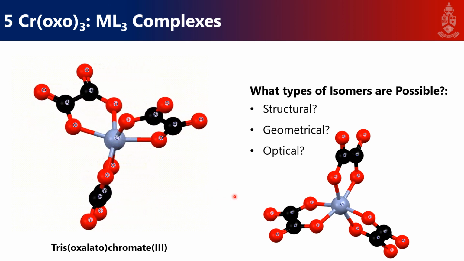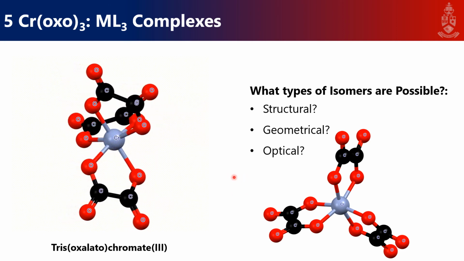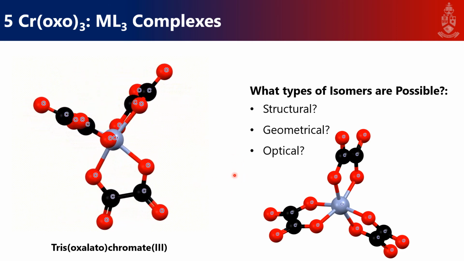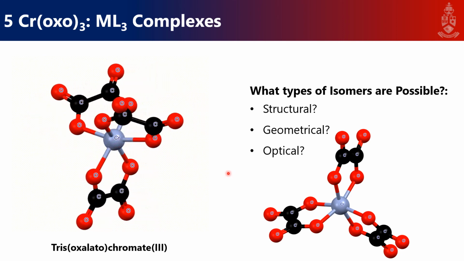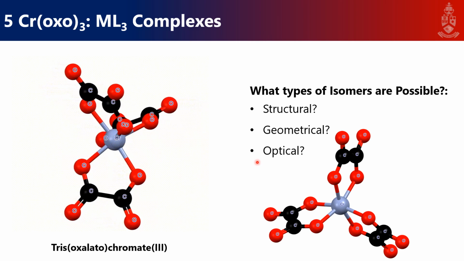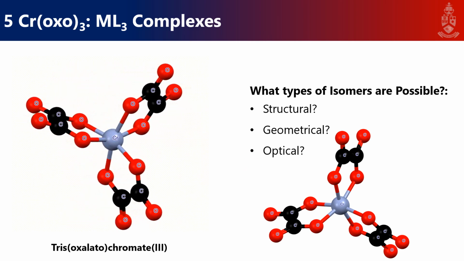This is the ML3 complex. So this is technically synthesis 2.1.1. I did this at the end, but you need to go and read up a bit on the different kinds of isomers that are possible for octahedral complexes. What is an optical isomer? How do you name them? Why do they exist, etc.